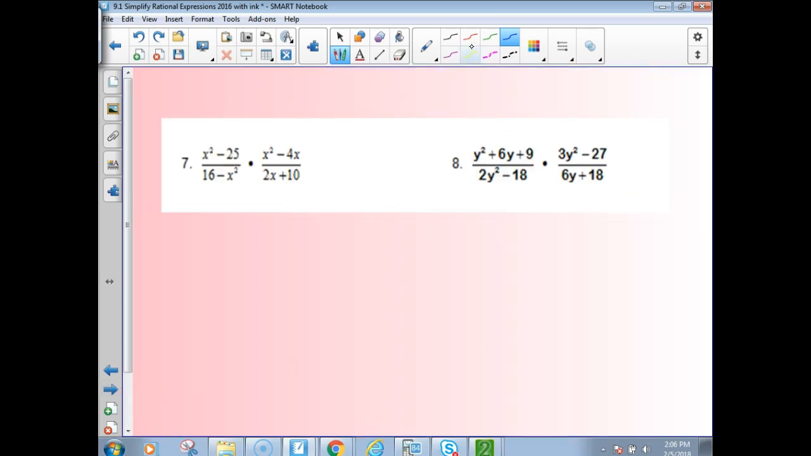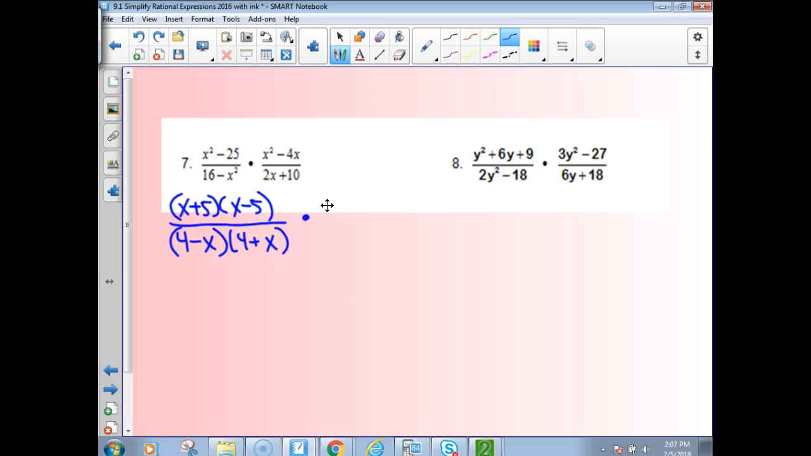All right, so everybody's flipping their page. Here we go. The next section. We got a lot of factoring to do here. Difference of perfect squares factors to x plus 5 times x minus 5. The denominator factors to 4 minus x times 4 plus x, or vice versa. It doesn't matter what order.